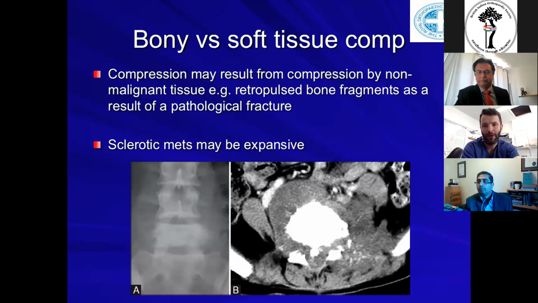So what can the compression come from? It can be bone versus soft tissue, or both. The compression may well be from non-malignant tissue, for instance retropulsed bone fragments in the cases of pathological fractures secondary to metastatic disease. And remember that some of the lesions can be expansive, particularly those that are sclerotic in nature, such as prostate.